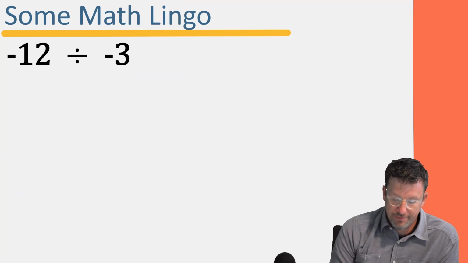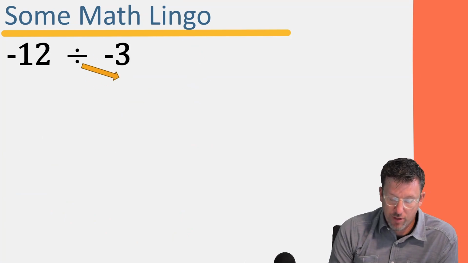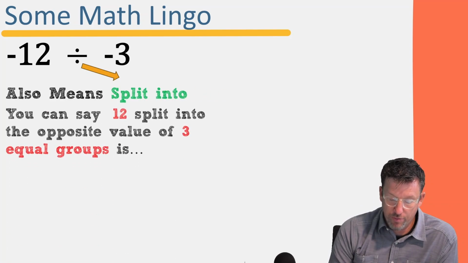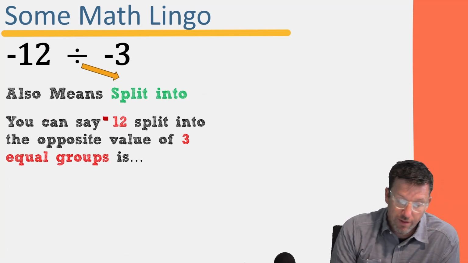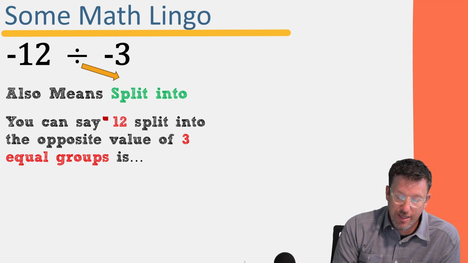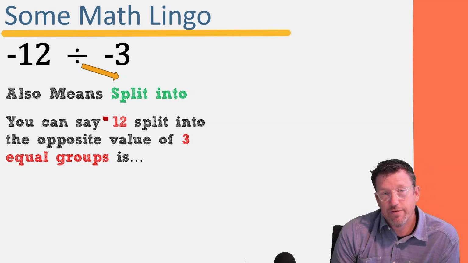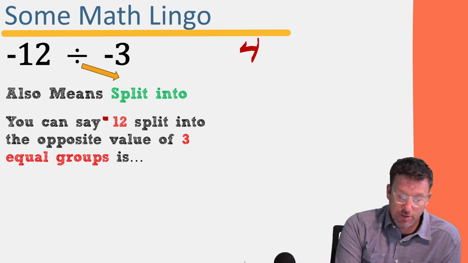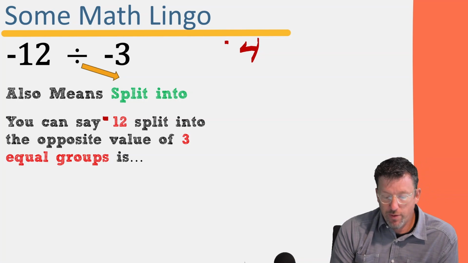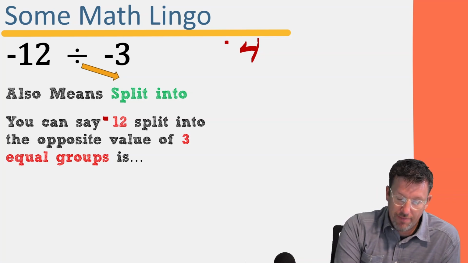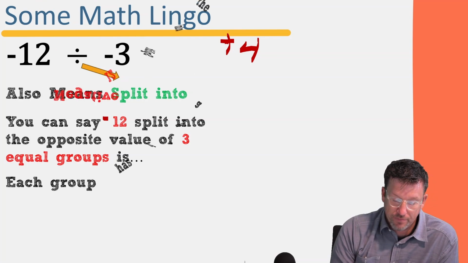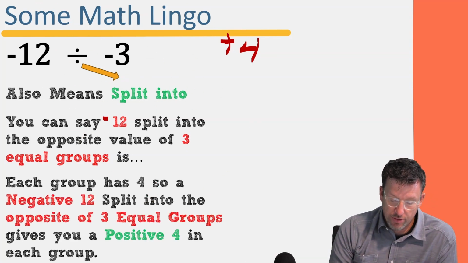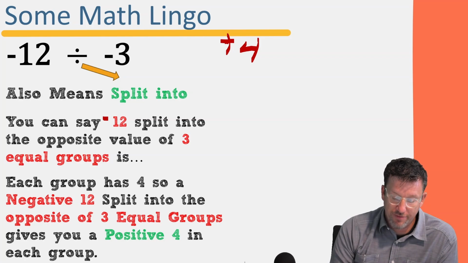And then one last one. If we have negative 12 divided by negative 3, remember, that says split into, and we can read it as negative 12 split into the opposite value of 3 equal groups is. So if you take negative 12 and you split it into 3 equal groups, you're going to get negative 4. But if we want the opposite value of that, that turns it back into a positive 4. Okay, so each group has 4. So negative 12 split into the opposite of 3 equal groups gives you a positive 4 in each group.